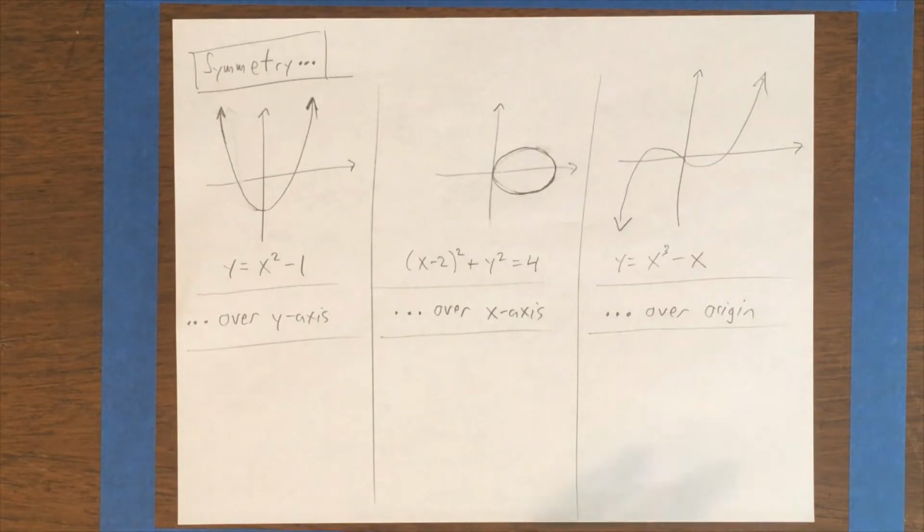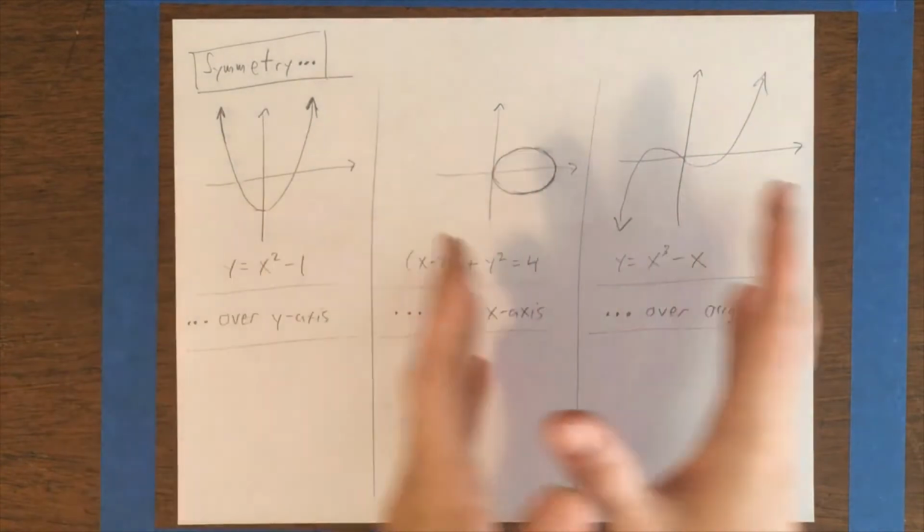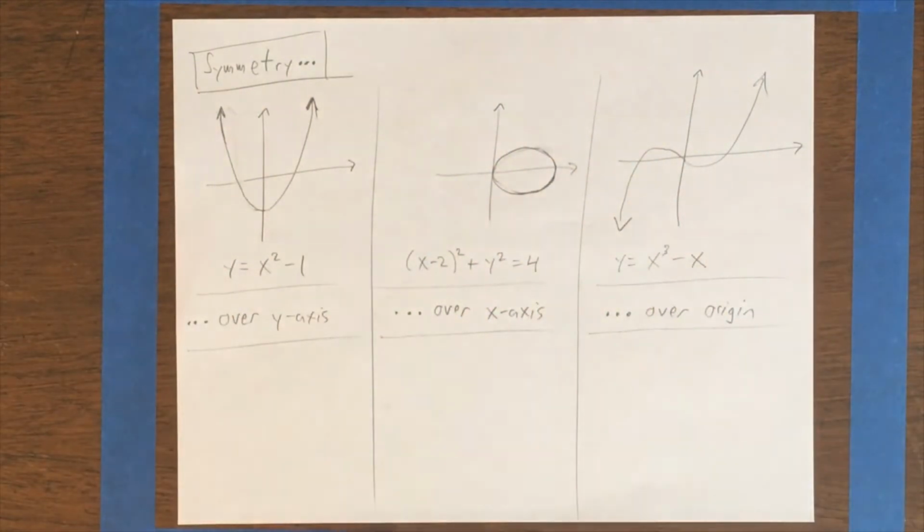So there's lots of different types of symmetry, I should say, and there's some that we're not going to get to until much later in the course, things like radial symmetry, rotational symmetry, or translational symmetry, where you take something and shift it and then it looks the same. We'll get to that stuff when we do trigonometry, but to start with just the algebra you've studied in the past, you have probably seen three types of symmetry.